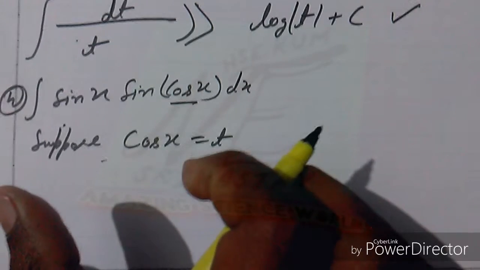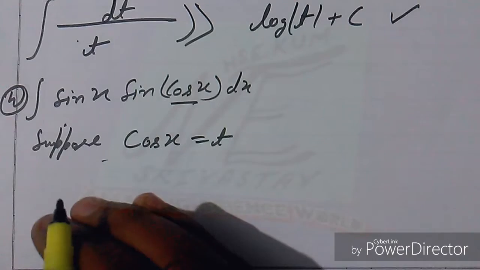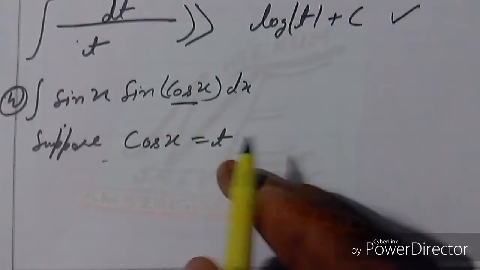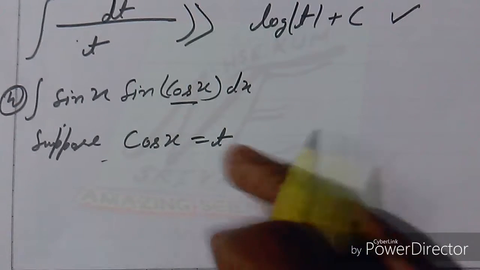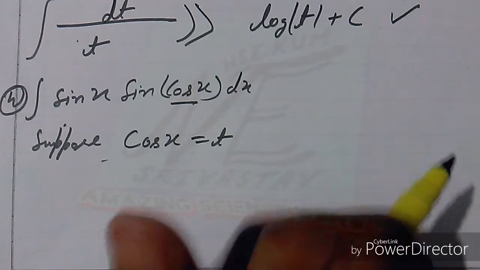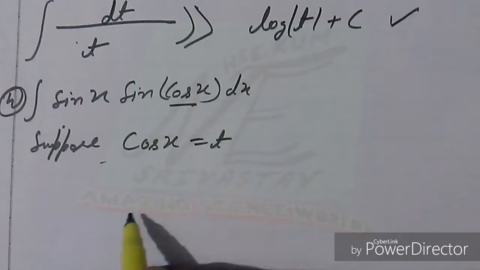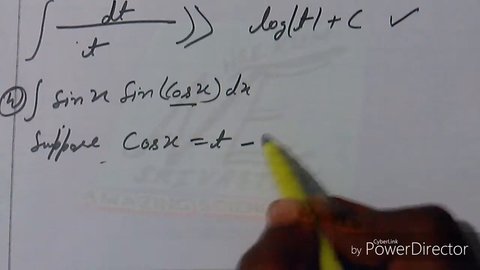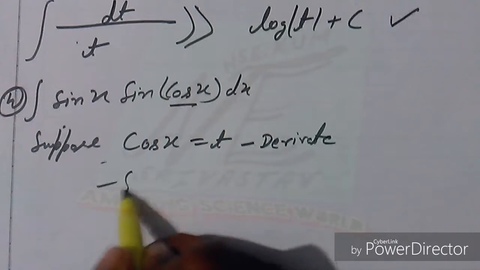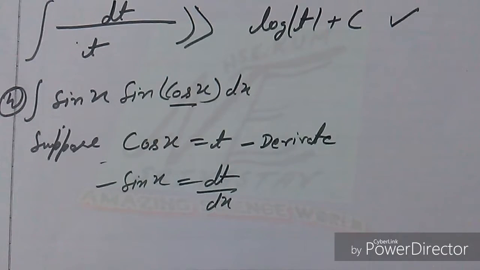In this type of question, we just think about which term to suppose equal to t, and then the whole question is solved. Now suppose cos x is equal to t. Now the derivative of cos x is minus sin x, which is equal to dt by dx.